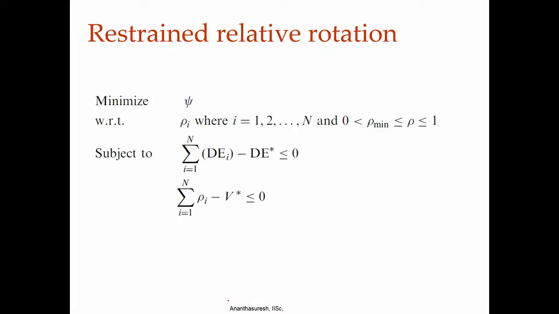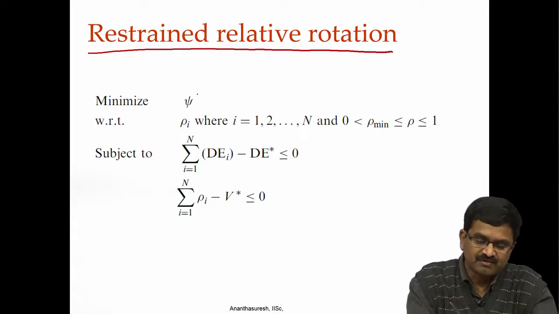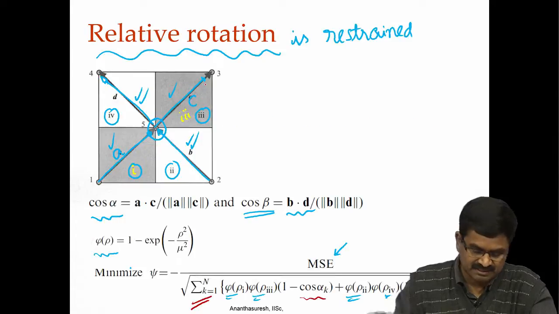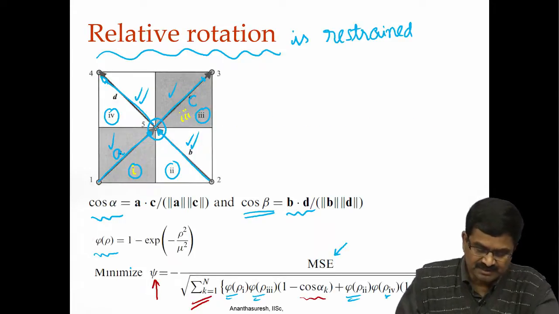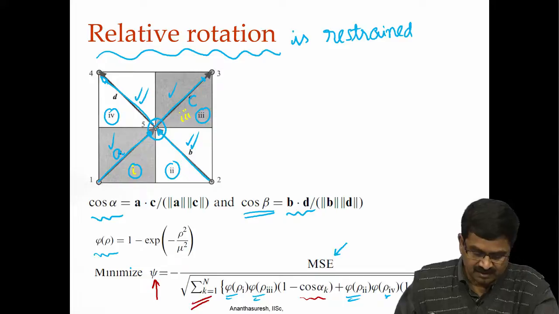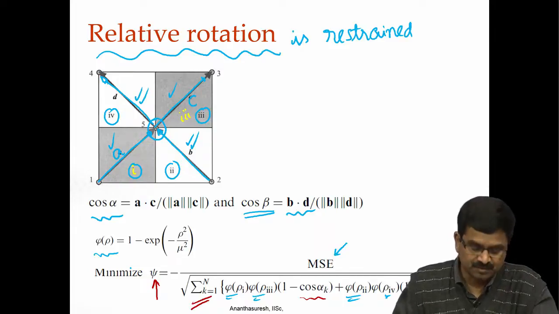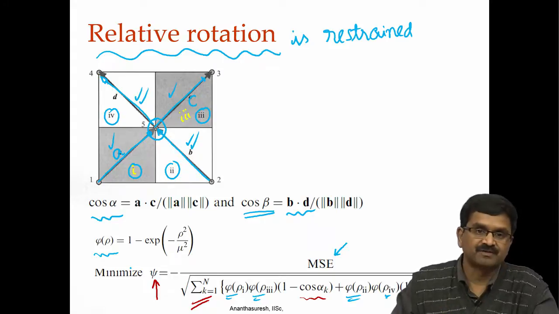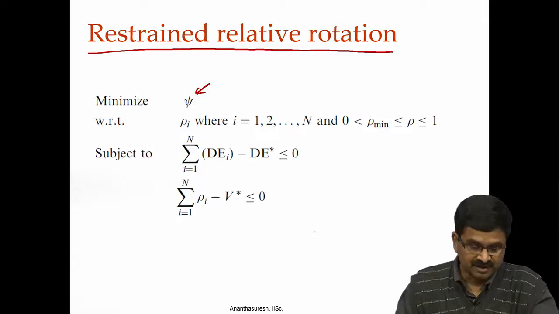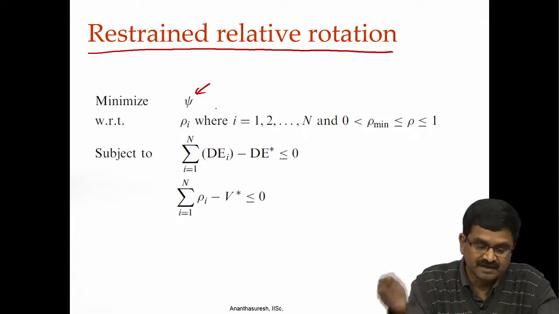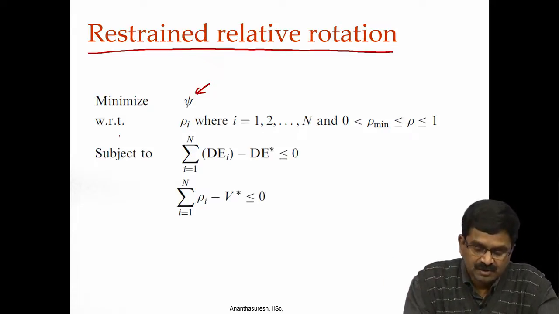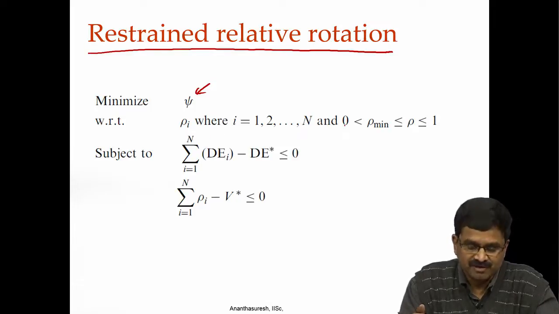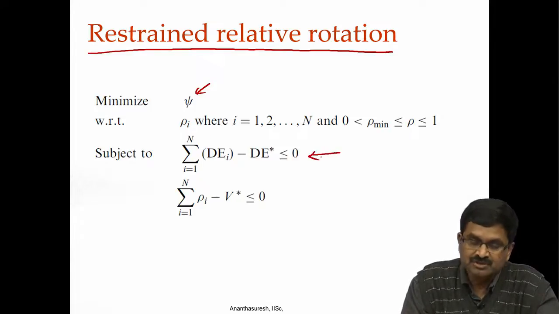So, the problem now is one of restrained relative rotation. It is a little complicated because we have to get this complicated function psi, which was there in the last slide. We want to make this psi as large as possible, because MSE and this both you want to make it large. So, we are minimizing negative of that, right. So, we have that psi with the negative of what we have. So, rows similar indicator functions, but we can also put our distortion energy constraint.